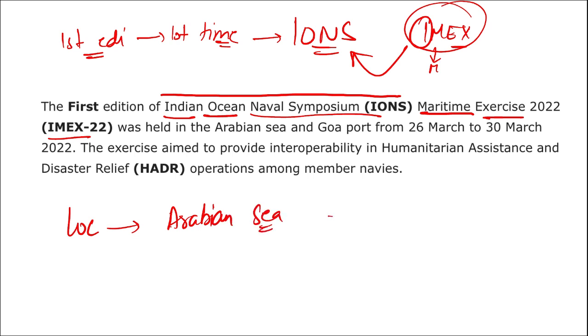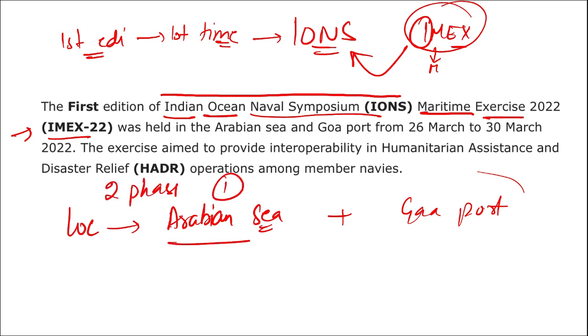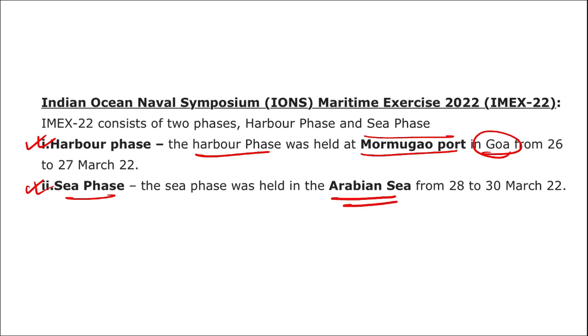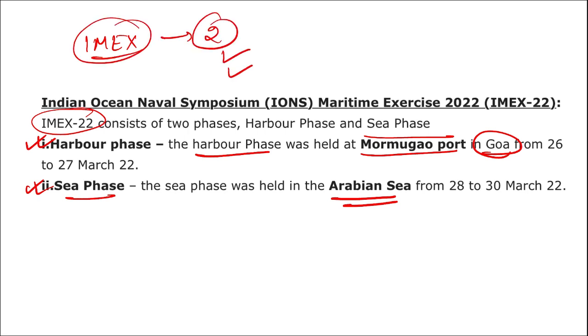Arabian Sea and Goa port. Why am I saying Goa port? Remember, this exercise, this IMEX, was conducted in two phases. In the first phase it was conducted in Goa port, and in the second phase it was conducted in the Arabian Sea. I repeat, in the first phase it was conducted at Mormugao port, that is in Goa. That was the harbor phase of this exercise, and the second phase was the sea phase that was conducted in the Arabian Sea. So it can be asked: IMEX is an exercise that is conducted in two phases. The first phase is the harbor phase, the second phase is the sea phase.